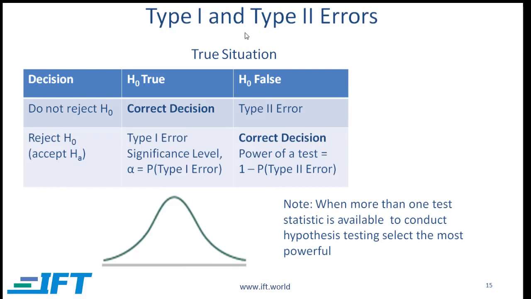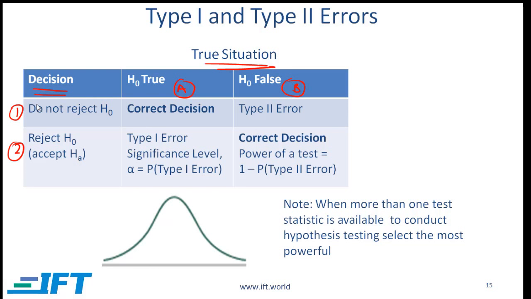Next, we talk about type 1 and type 2 errors. When you do hypothesis testing, there are two possible decisions you can make. Either you do not reject the null hypothesis or you reject the null hypothesis. In terms of the true situation, again, there are two possible true situations. Either the null hypothesis is true or the null hypothesis is false. Let us now look at the four possible scenarios.